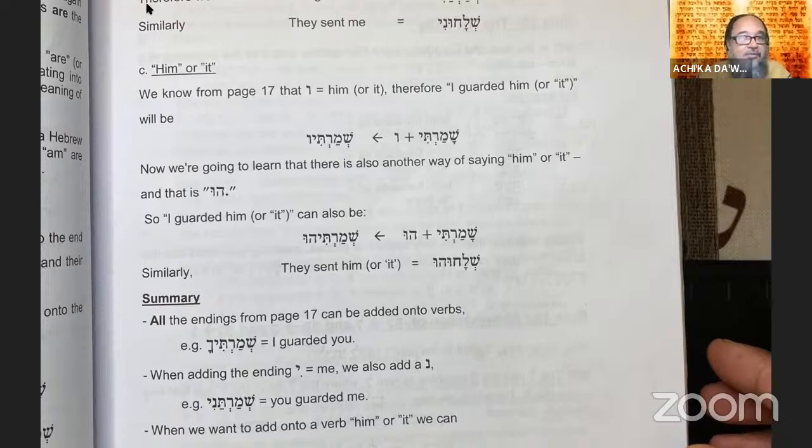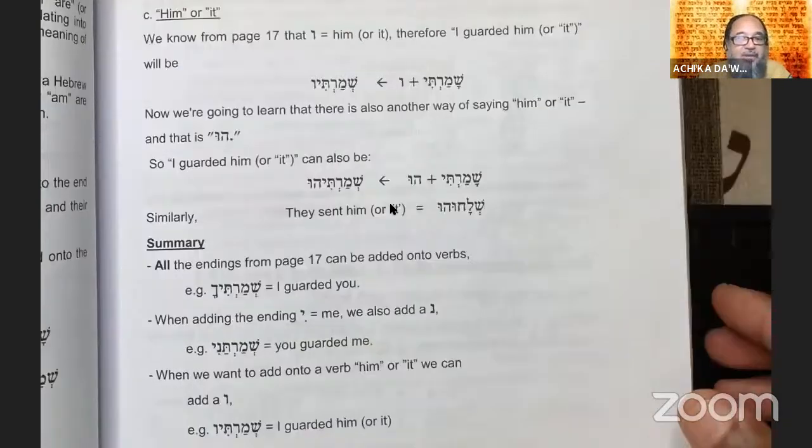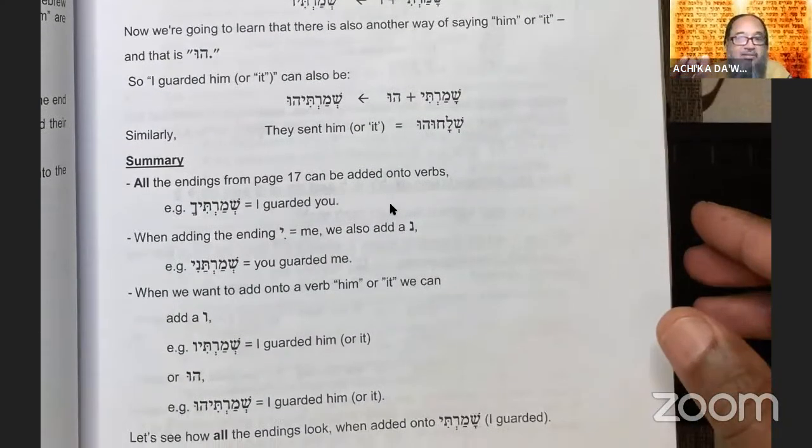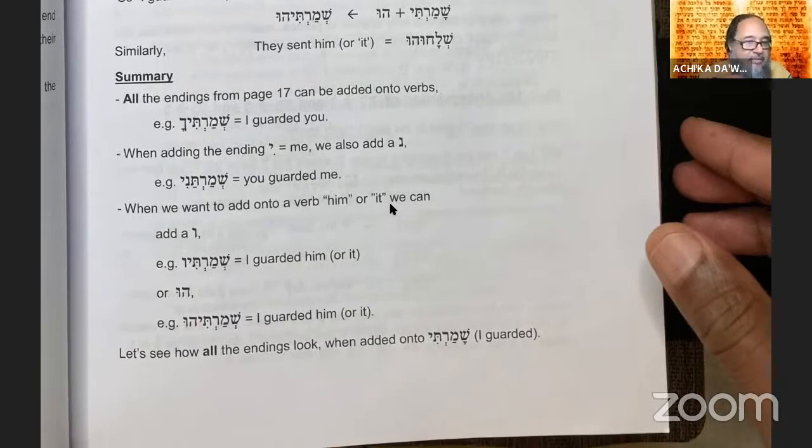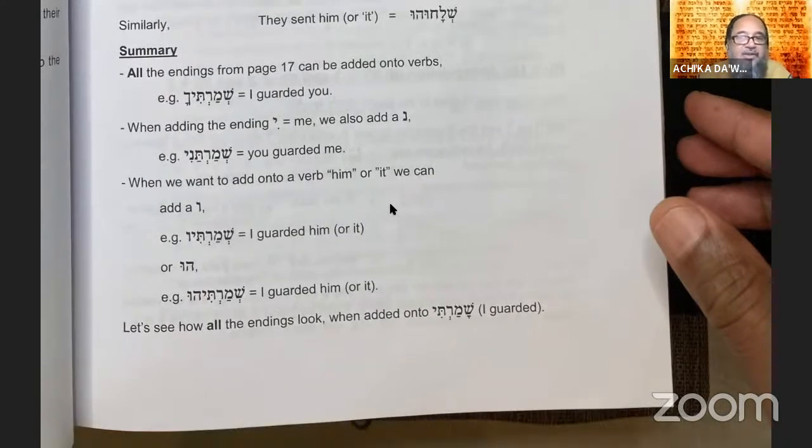Summary. All the endings from page number 17 can be added to these roots. Shamartika, Shamartani, Rishamarte, Rishamartehu. It's all there. You can add it.